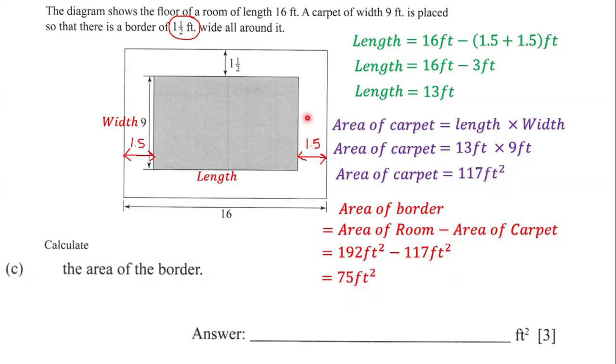So that means that the area of this border, this white border that we have here, is going to be the difference between the area of the room and the area of the carpet, which is 75 feet squared. And that's going to be the answer to this question, 75 feet squared.